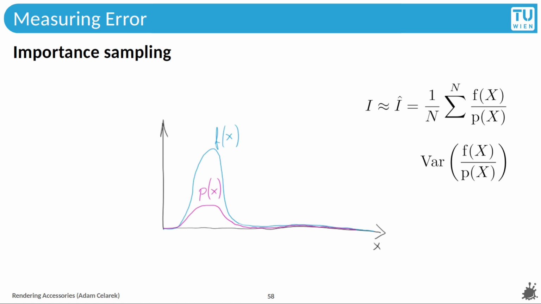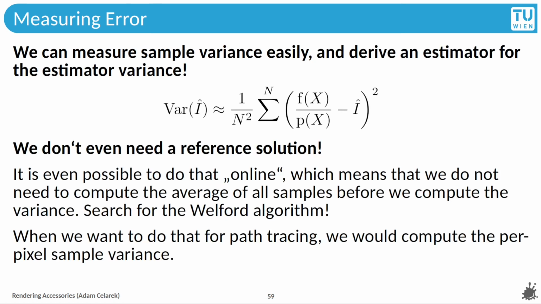Can we compute the variance out of it? Well, no, we can't. Or at least I'm not aware of a method to do that. It's kind of a dead end. We can measure the sample variance. It's simple. You have a bunch of values, the f over p's, and compute the variance.